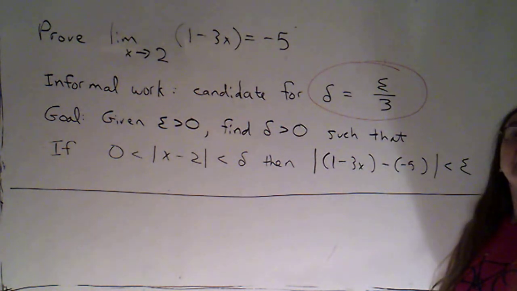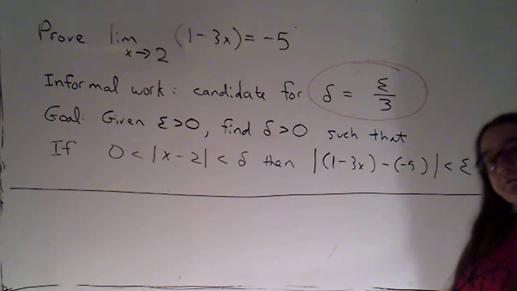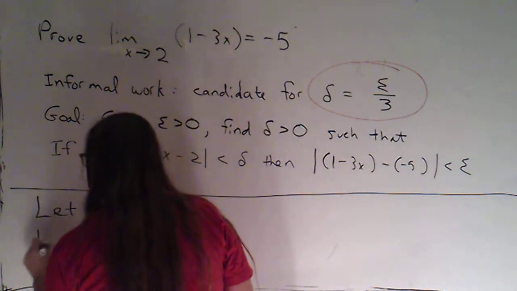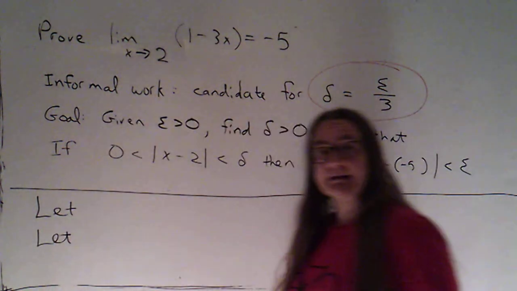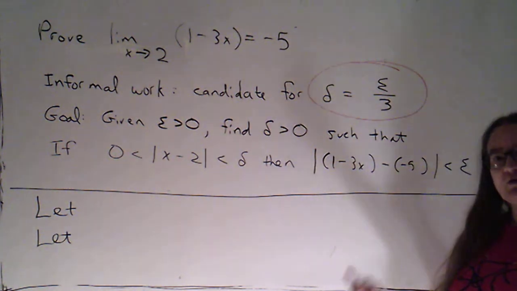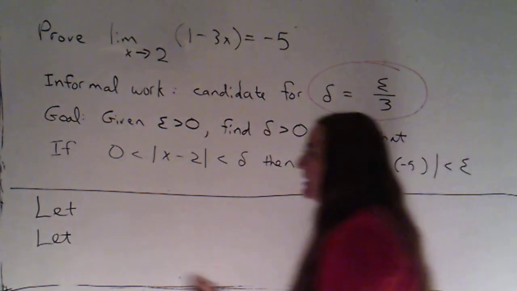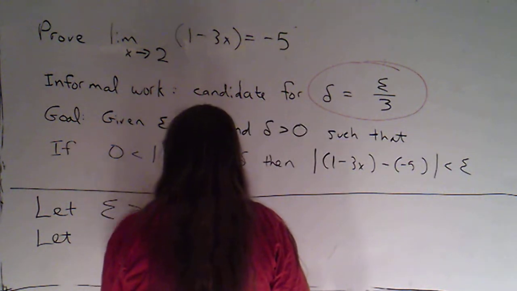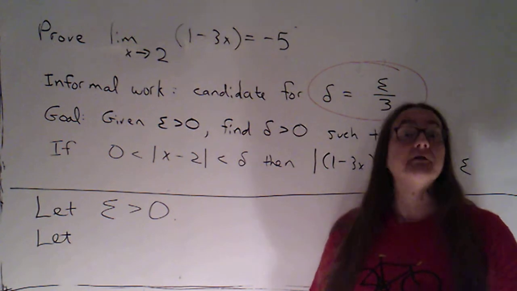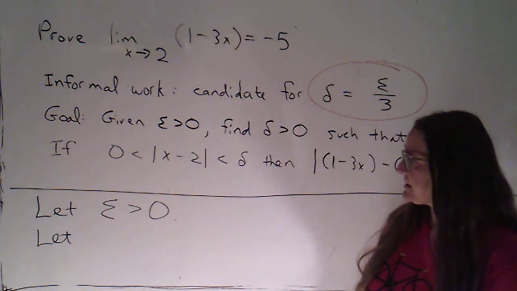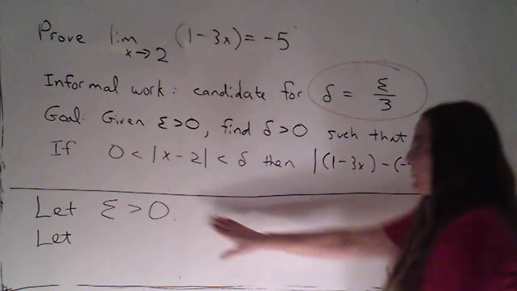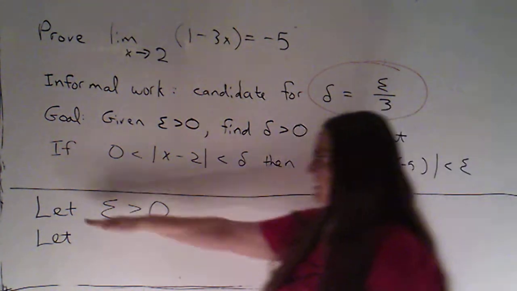Now, the first 2 lines of a formal proof like this are both going to just begin with the word let. If I'm doing a proof, I need to introduce the things I'm talking about. So let's let epsilon be bigger than 0. That's sort of just acknowledging the challenge, but I'm going to be talking about this thing. This was just the problem up here. Here, below this line is where my formal work is.